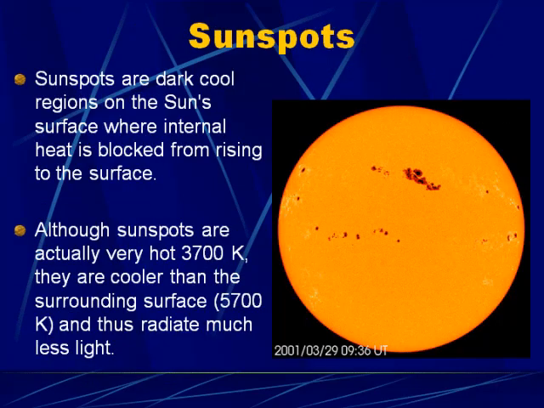Of course, features that are visible on a much larger scale than the granules are sunspots, and this is something we're going to talk about in much greater detail later on. Sunspots are dark, cool regions on the sun's surface, and basically what happens is the sunspots are created when magnetic field lines break through the surface and block convection.